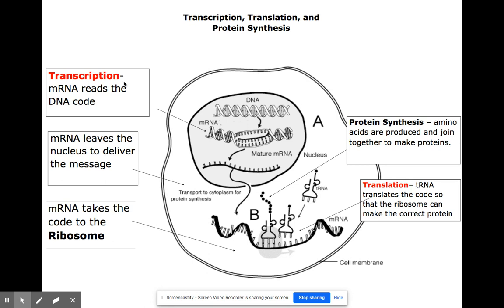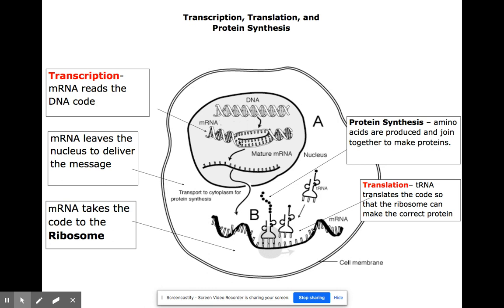So starting with transcription, this process happens in the nucleus because that is where your DNA is located. So right here is my double-stranded DNA in the nucleus. We are going to have this special molecule called mRNA come in and actually write down the code in the DNA. So what's going to happen is my DNA is going to open up, and the mRNA, which stands for messenger RNA, is going to go in and basically write down the coding in the DNA.